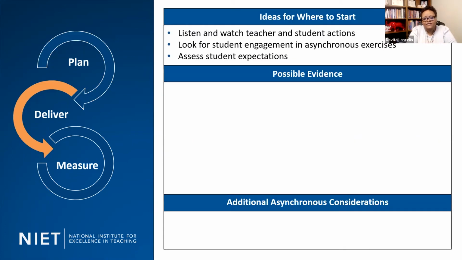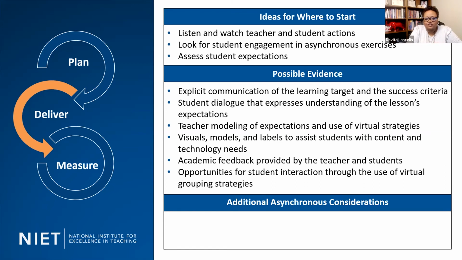Then as you get into the delivery component of the virtual learning space, you might want to make sure that you're listening and watching for teacher and student actions, that you're looking for student engagement in the asynchronous exercises, and that throughout the lesson, you're assessing student expectations. And as you engage in the observation, you should be able to see the teacher's plan in action and gather some of the following evidence: that explicit communication of the learning target and success criteria for students, that student dialogue and discussion that expresses understanding of the lesson's expectations, whether you've seen it through the chat or the discussion boards.